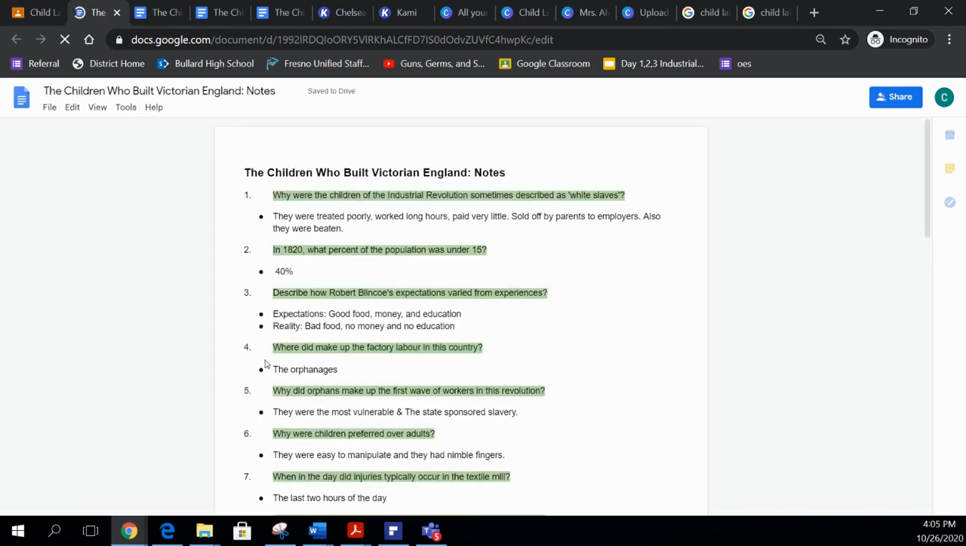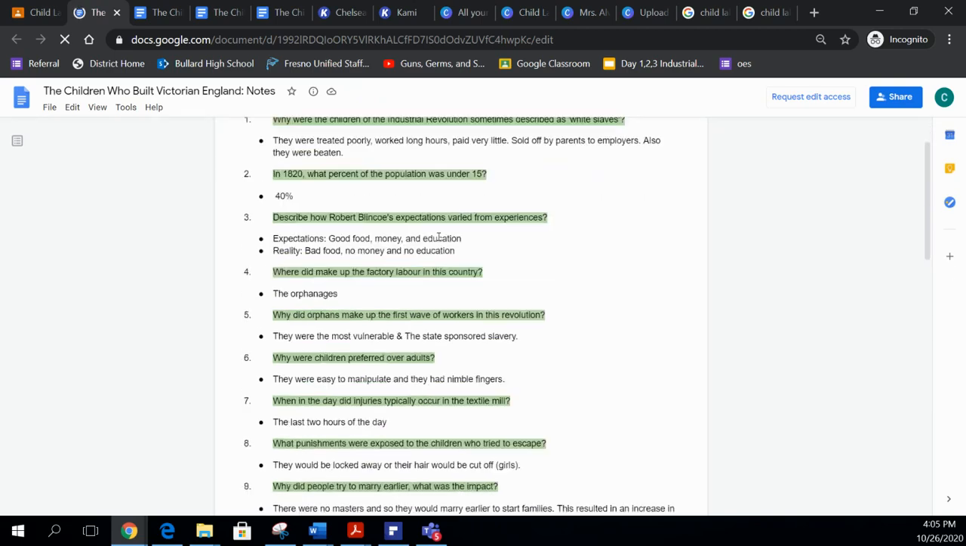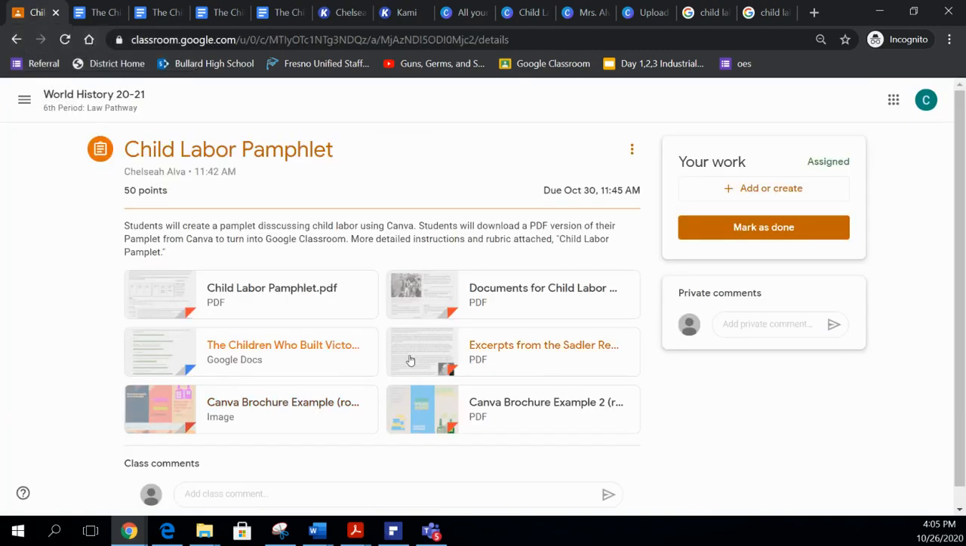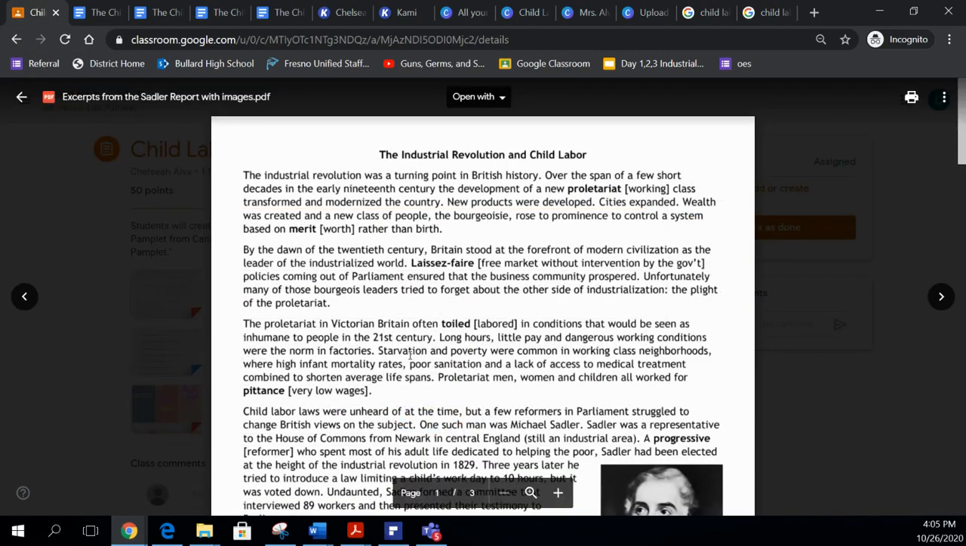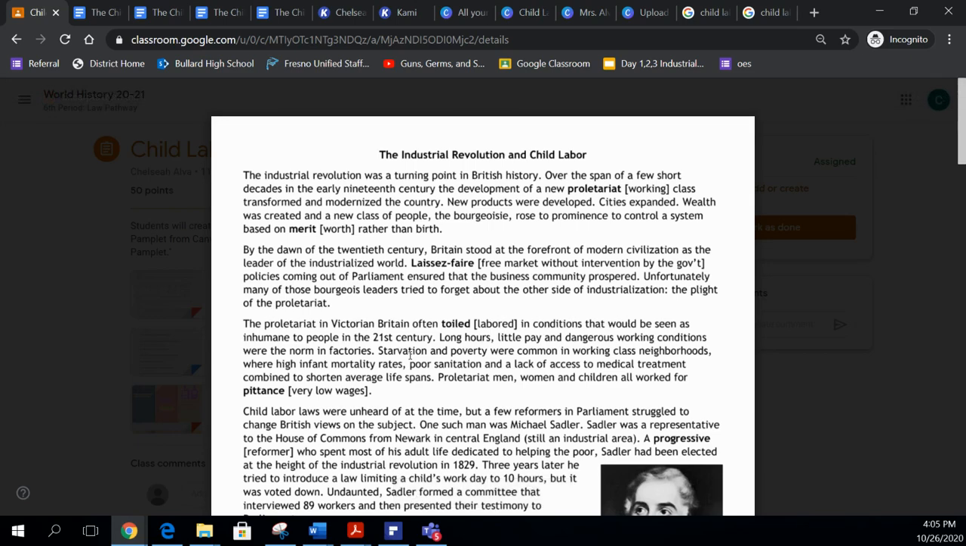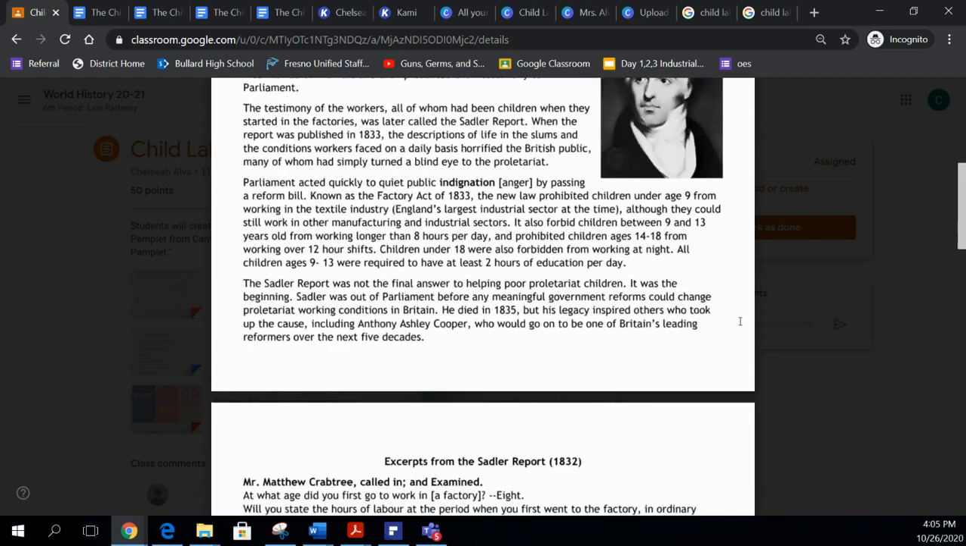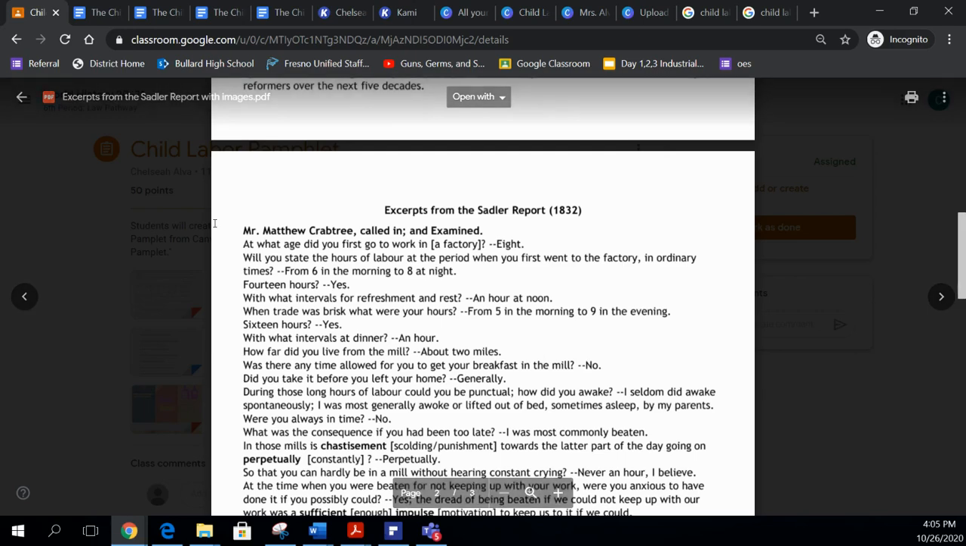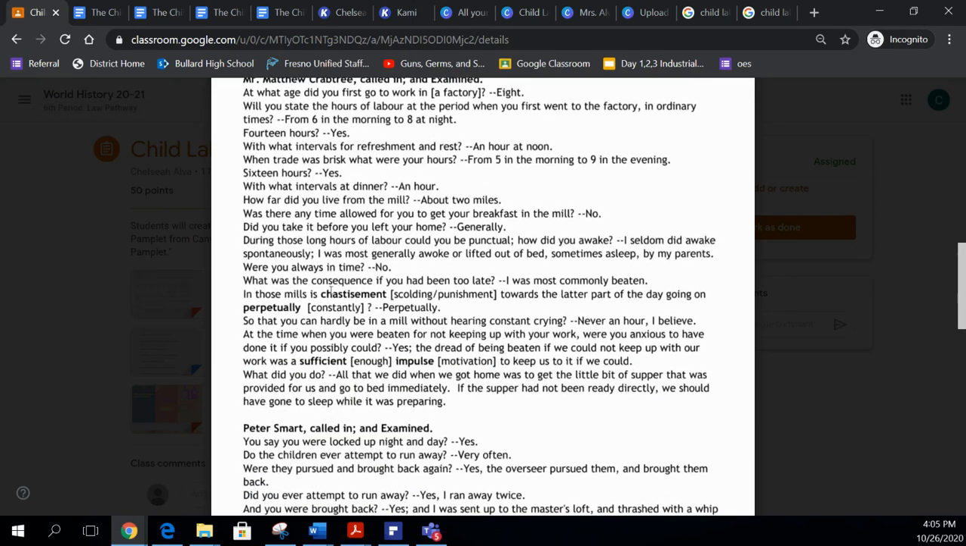You also have a set of notes. Really, this is a movie guide from The Children Who Built Victorian England. So it's a series of questions and answers. Feel free to use this information as well. Then the third source, which I would argue is probably the most useful, it's got the most meat in it, is a summary of child labor during the Industrial Revolution. And then you also have excerpts from the Sadler Report that came out in 1832. In it, this person is interviewing someone who started working in a factory when they were 8 years old.